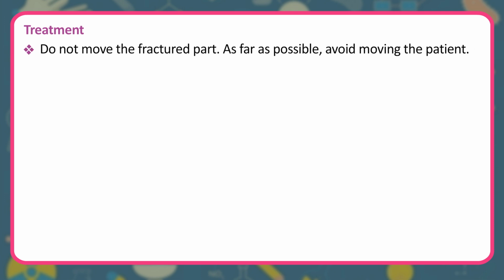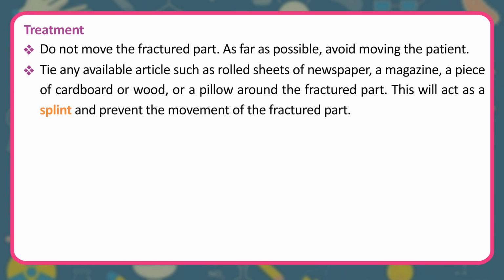Treatment. Do not move the fractured part. As far as possible, avoid moving the patient. Tie any available articles such as rolled sheets of newspaper, a magazine, a piece of cardboard or wood, or a pillow around the fractured part. This will act as a splint and prevent the movement of the fractured part.